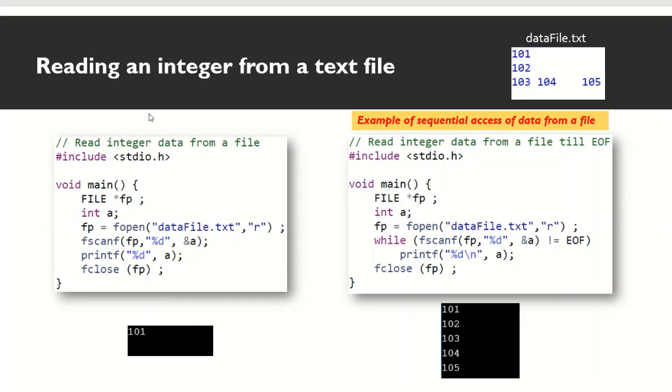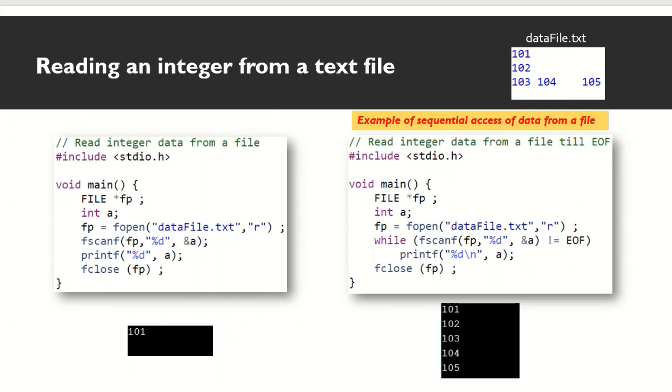Next is reading an integer from a text file. This text file contains different integer values: 101, 102, 103, 104, 105. You can see different arrangements of the numbers. There are some new lines, some spaces, some tabs. So in such a type of data file, how can we read the integer values?